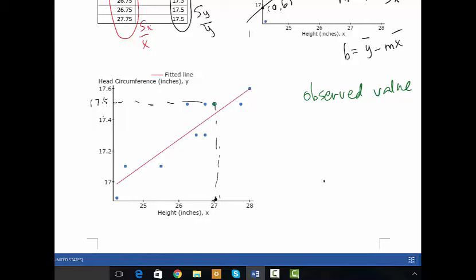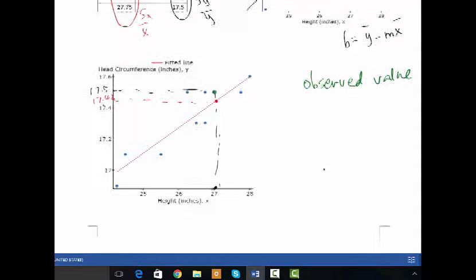From our least square regression line, if you have x equal to 27, there is also a corresponding y value. You can roughly read the graph and say maybe that's 17.42. But how you find it exactly is based on the equation we have.